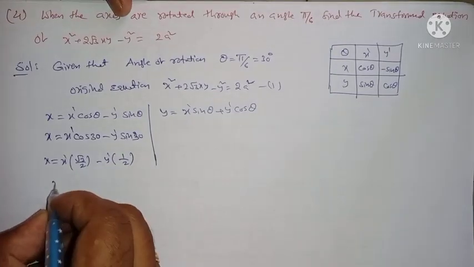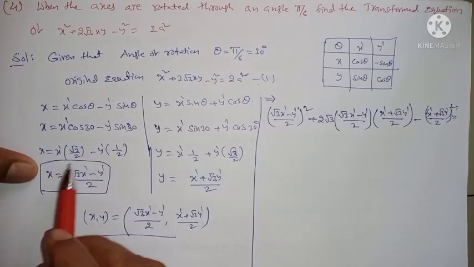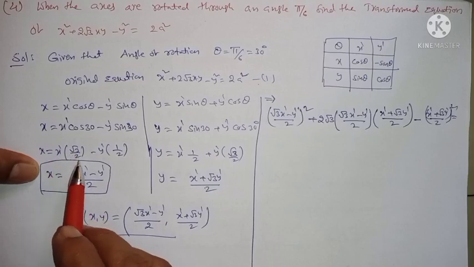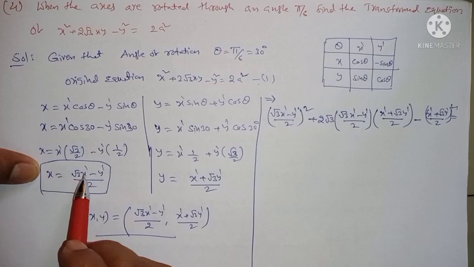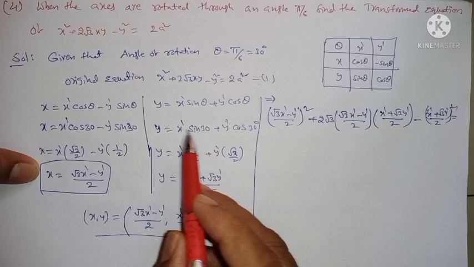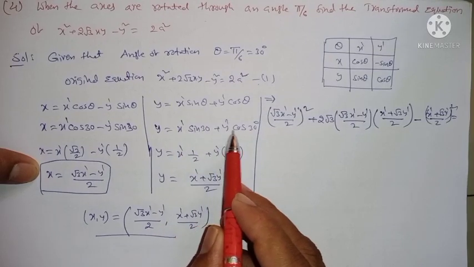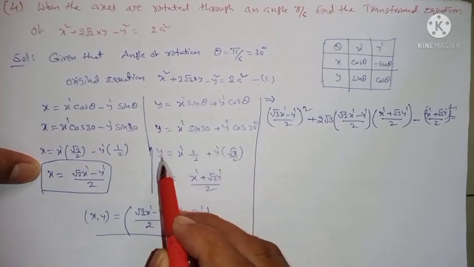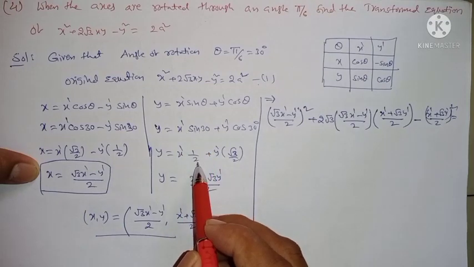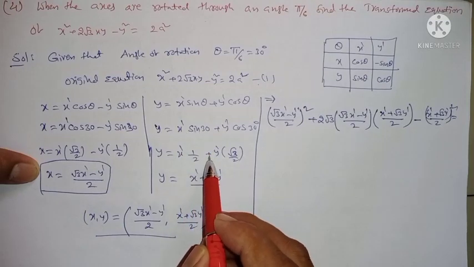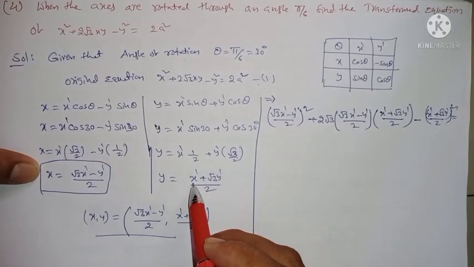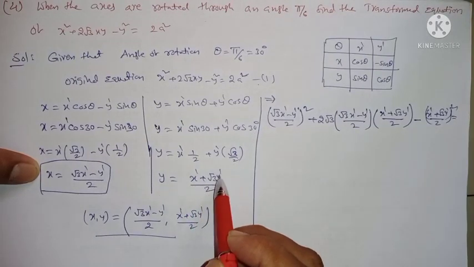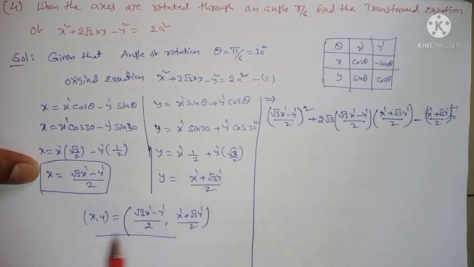Therefore we get x is equal to x dash root 3 by 2 minus y dash 1 by 2. Therefore this can be written as (root 3 x dash minus y dash) by 2. And y is equal to x dash of sin 30 plus y dash of cos 30. Y is equal to x dash of sin 30, which is 1 by 2, plus y dash of cos 30, which is root 3 by 2. Therefore y is equal to (x dash plus root 3 y dash) by 2.